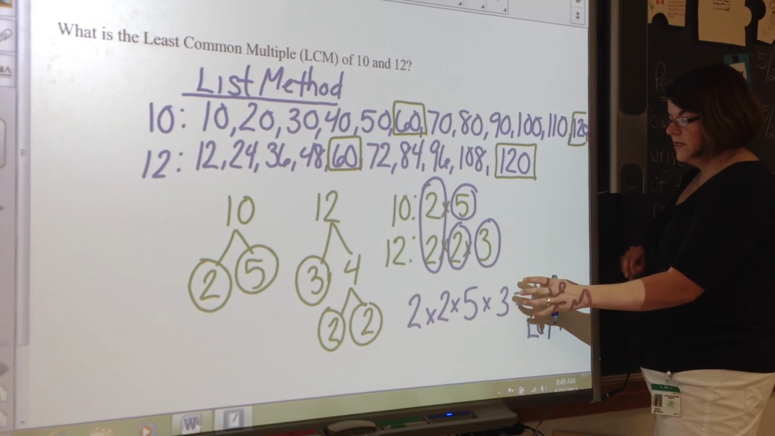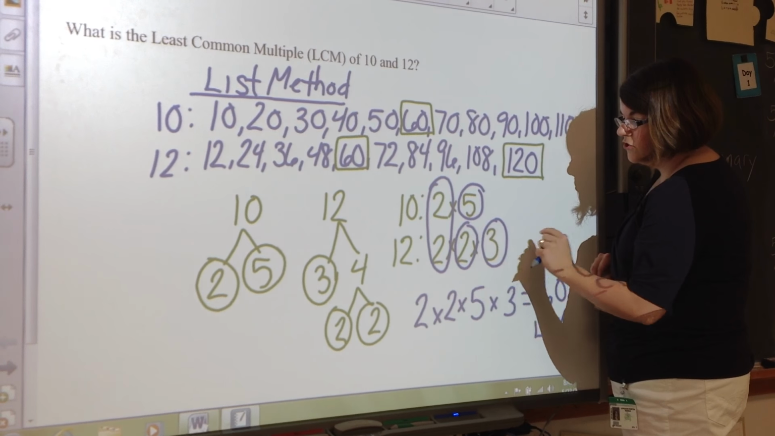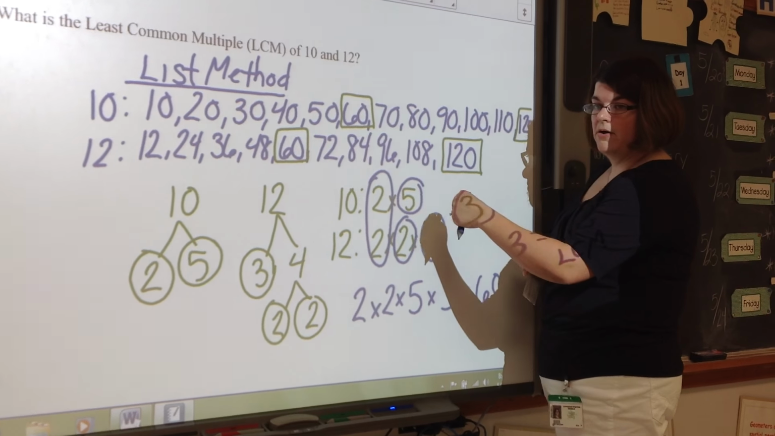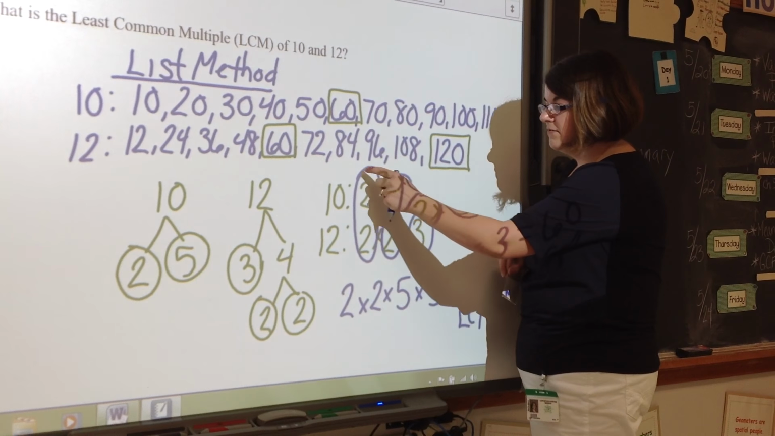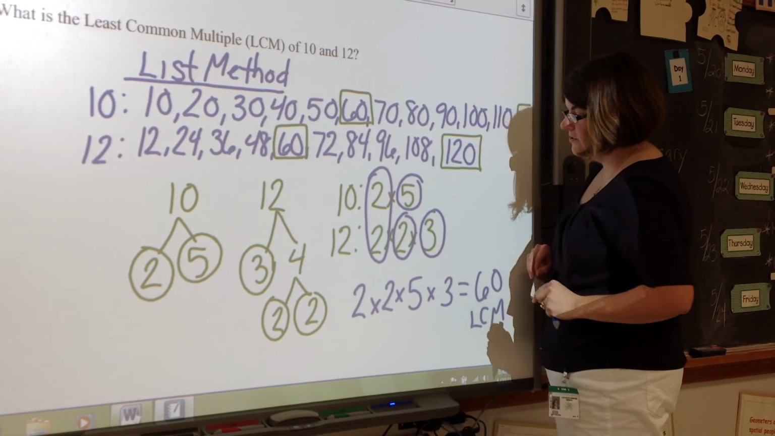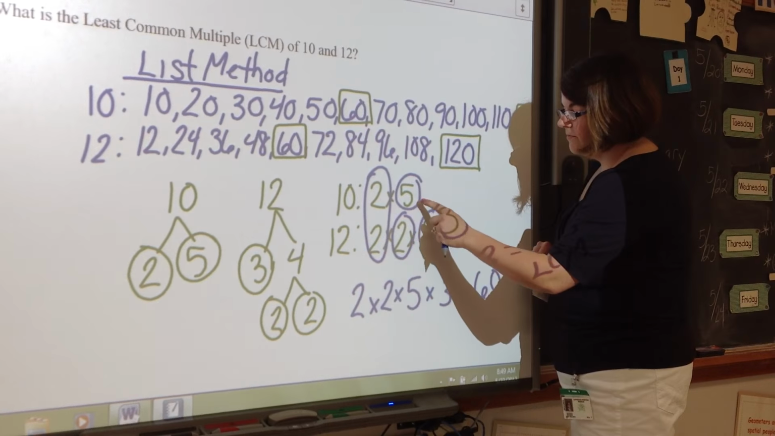Now, if you wanted to do this, instead of taking one from each, I like to remind you about the little story I told you. You get to go to the dance if you have a date, but you also get to go if you're by yourself. So make sure you take one from each bubble.